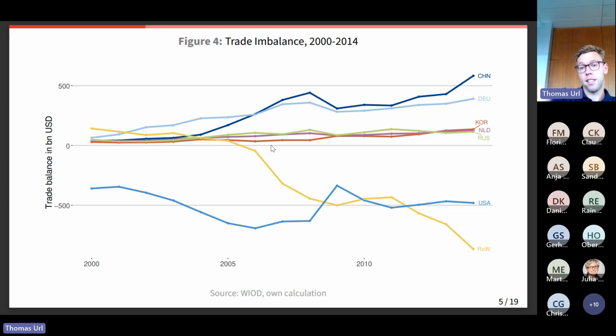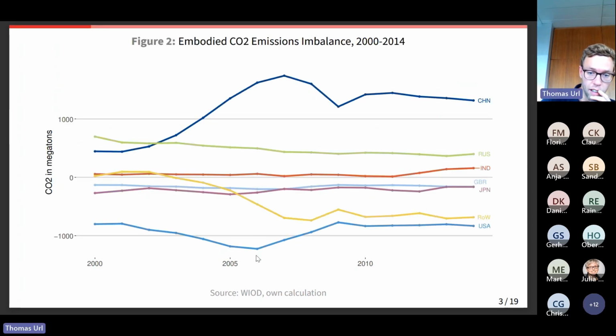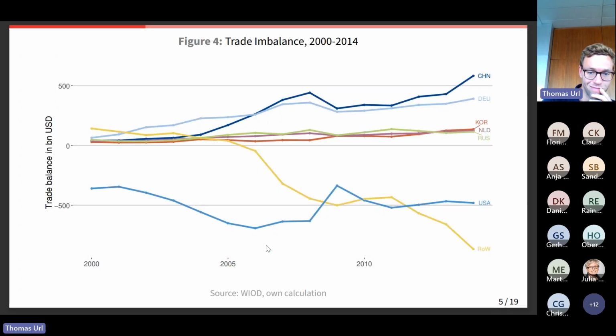So trade imbalances, as you see, are persistent in value terms. Question: in this graph, and also in the graph before, do you know why there is a drop of the United States around 2005? You mean the lowest point? It's a decrease and then it returns, and here as well. No, I have no clue. I only see the spike around the financial crisis in 2009, but I have no clue what the reason was. Okay.